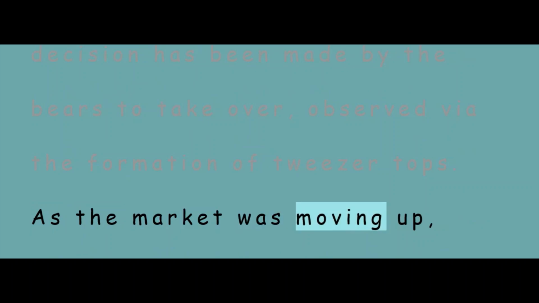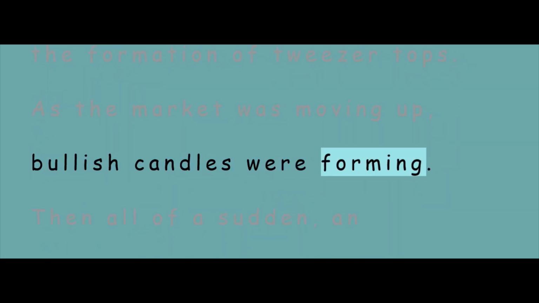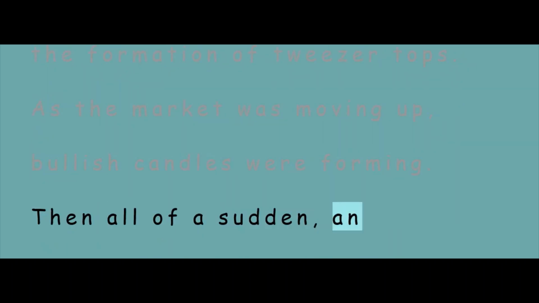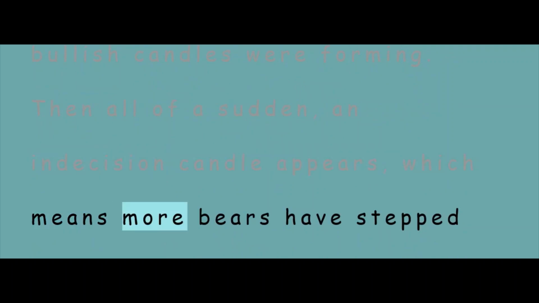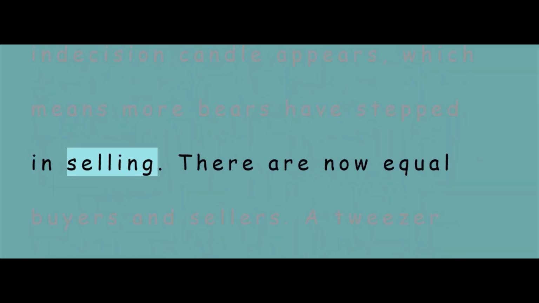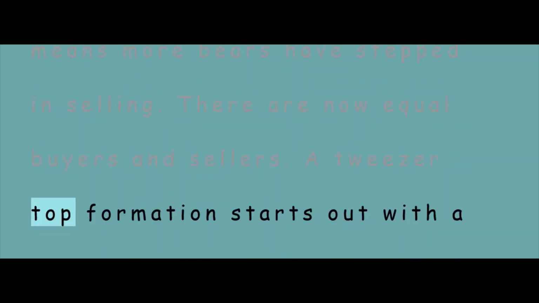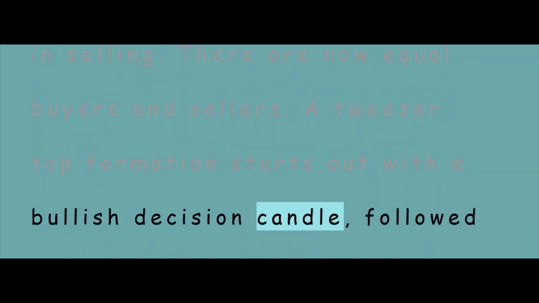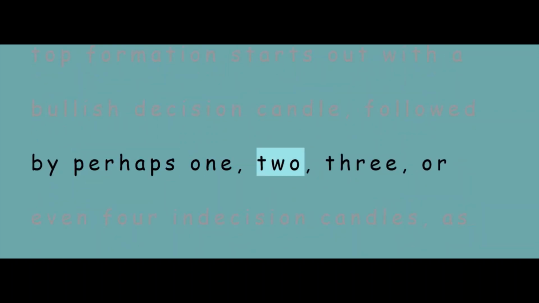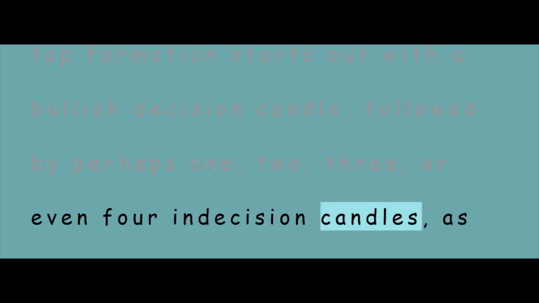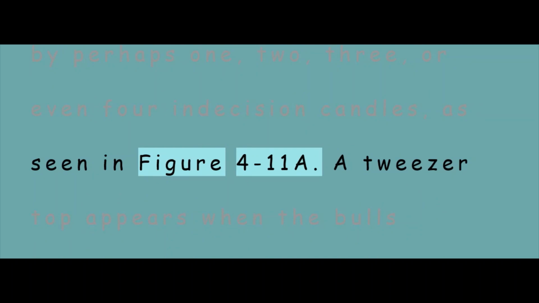As the market was moving up, bullish candles were forming. Then all of a sudden, an indecision candle appears, which means more bears have stepped in selling. There are now equal buyers and sellers. A tweezer top formation starts out with a bullish decision candle, followed by perhaps 1, 2, 3, or even 4 indecision candles, as seen in figure 411a.